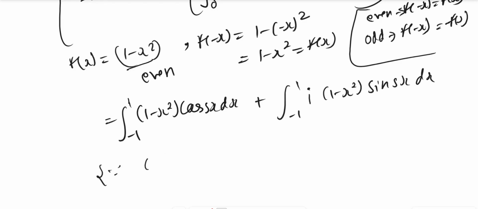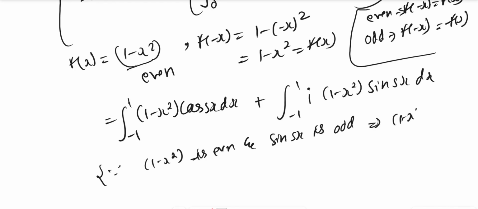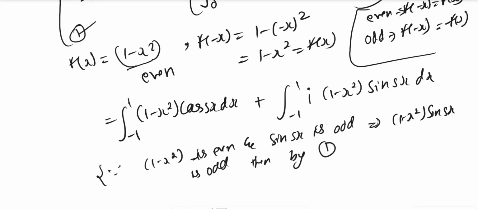Since 1 minus x square is even and sin sx is odd, this implies 1 minus x square sin sx is odd. Then by the result, integration minus 1 to 1 of iota 1 minus x square sin sx dx is 0.